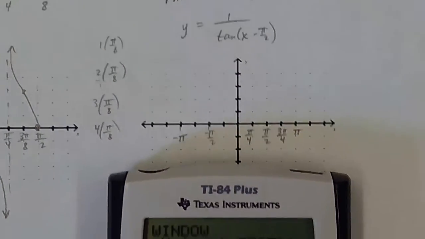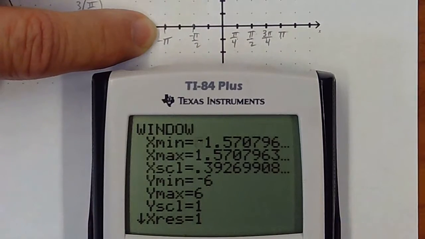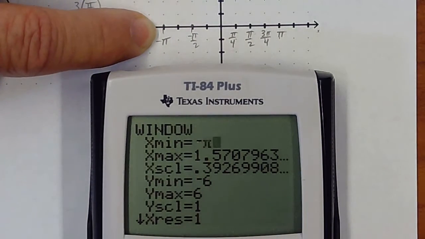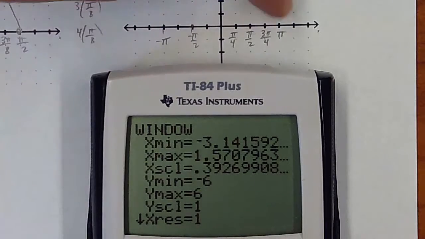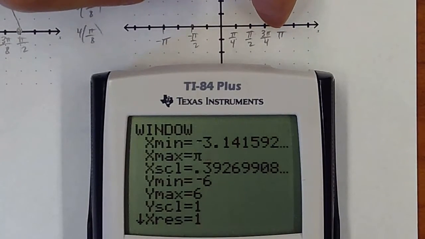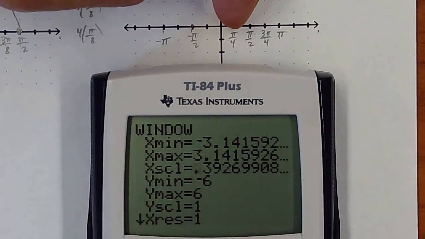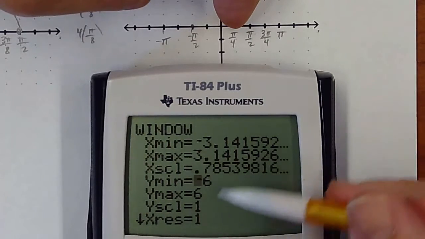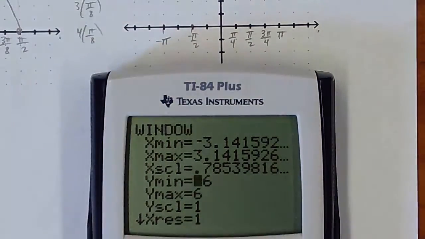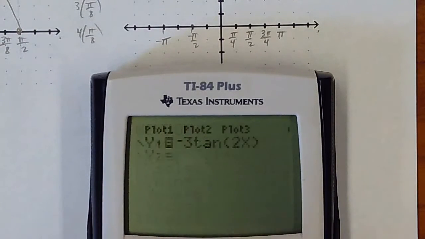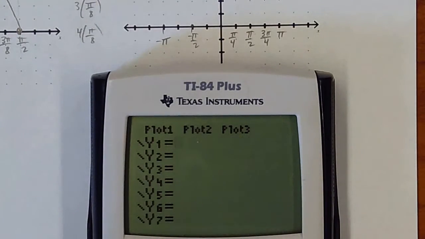So when I go to my window, I want my x min to be negative pi, x max, positive pi. What's my scale? I want it to be pi over 4. Got to change this in order for it to kind of match up. And like I said, I could shorten this. I'm just going to leave it for now. And then we'll go to our y equals and plug this function in. So 1 over tangent of x minus pi over 2.